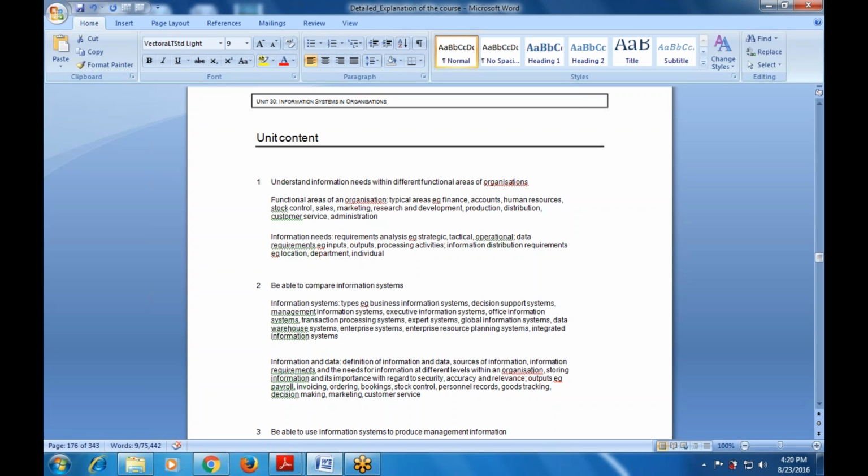Now, the second allows us to be able to compare the information system. How do we compare the information systems? So the first type of information system is the business information system. So what are the various categories of information system in the organization? The first type is the business information system, where all the information about the business is stored. That is BIS. Then DSS, known as the decision support system. Then the management information system, MIS. Then the executive information system, that is EIS.